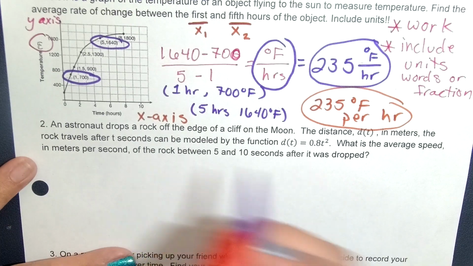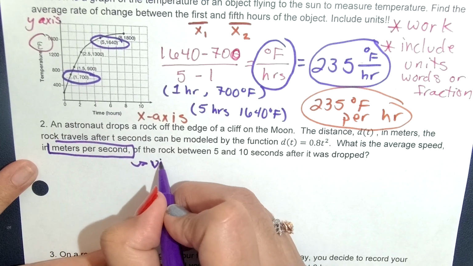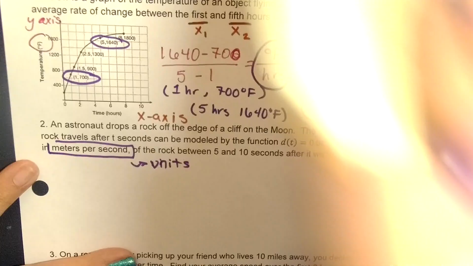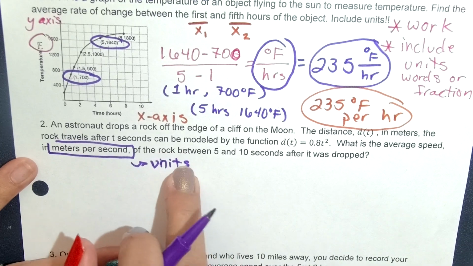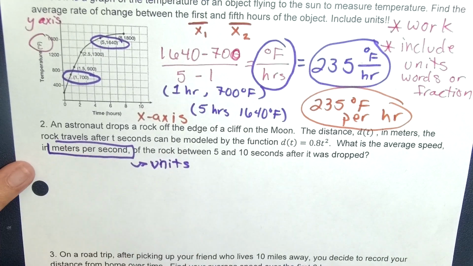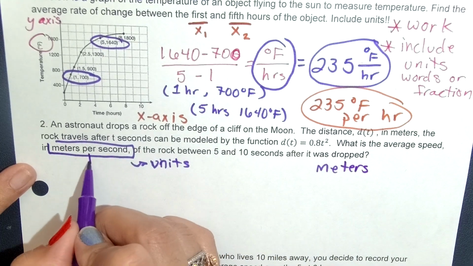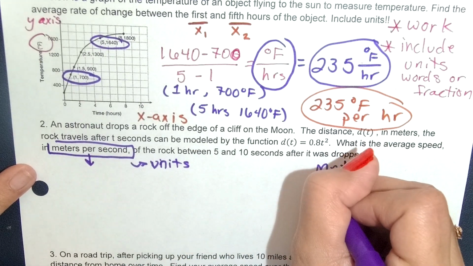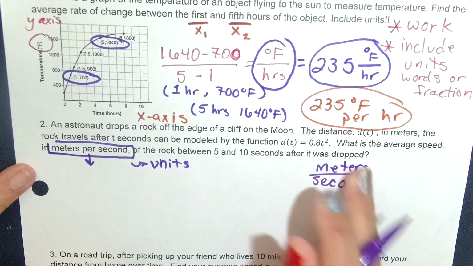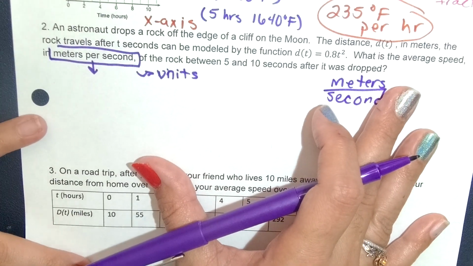Angie? Very good, meters per second. So this is my units and my rates. Good job. These are my units. Meters will go in the numerator. This word per implies division. Second. So this will help you determine what is your y and what is your x.